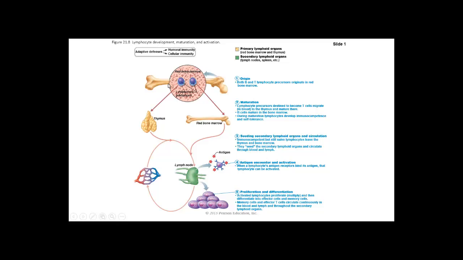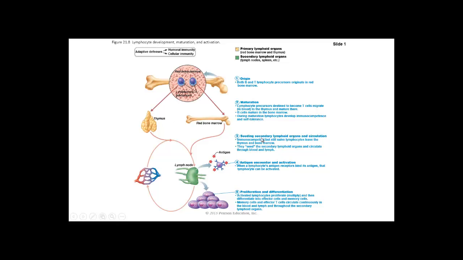When they enter the bloodstream, after they are produced, the T cells mature in the thymus and become able to recognize self from non-self, and the B cells mature and recognize self from non-self in the bone marrow. So that's where they get their name. T cell for maturing in the thymus, which starts with a T, and B cells mature in the bone marrow, which starts with a B. So B cells, T cells is where they get their name.